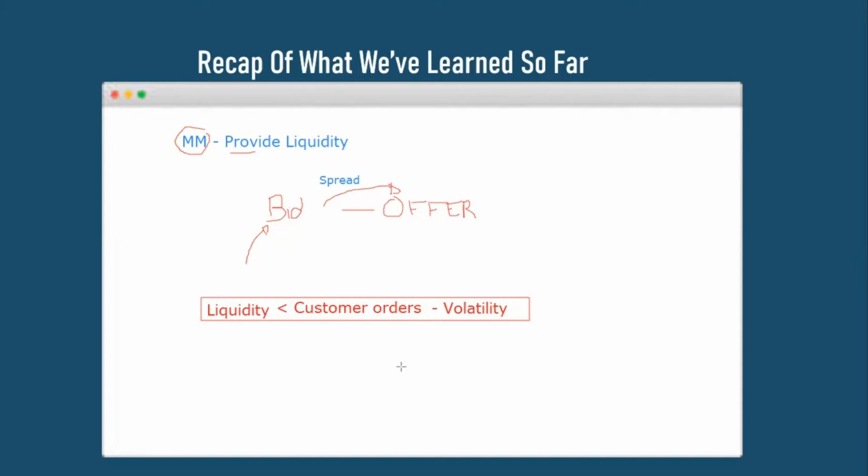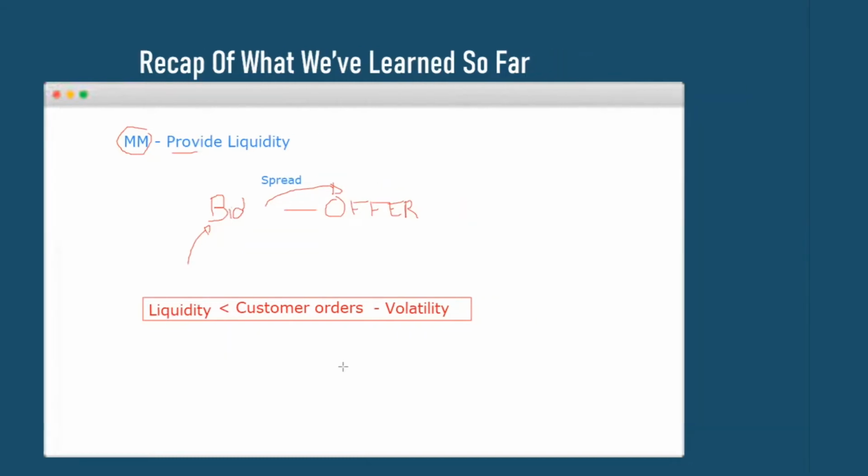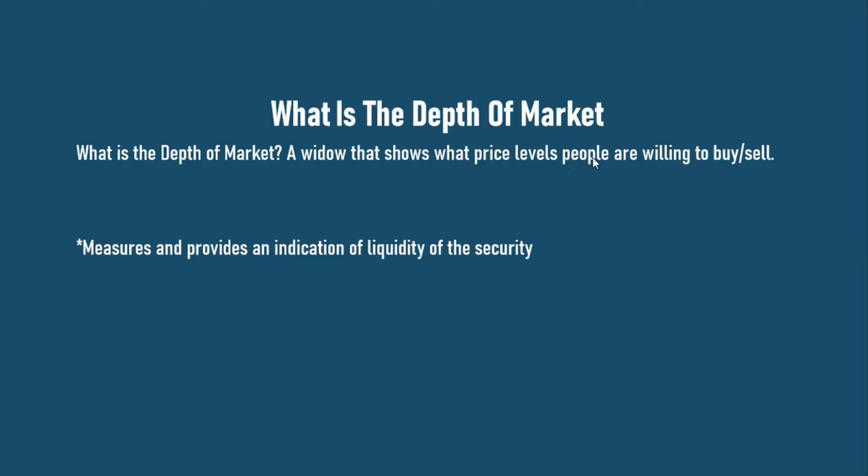So using this logic, you can understand that the market makers, as well as the large institutions or banks, have a similar system to track their transactions, to track trades. And the system is called an order book or a depth of market. It's a window that shows price levels in which people are willing to purchase or sell a specific stock. So it's an indication of liquidity of a particular security.